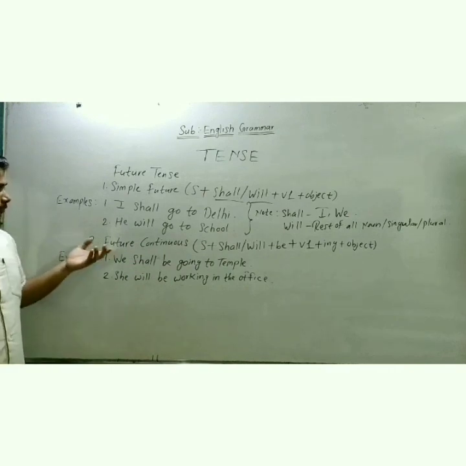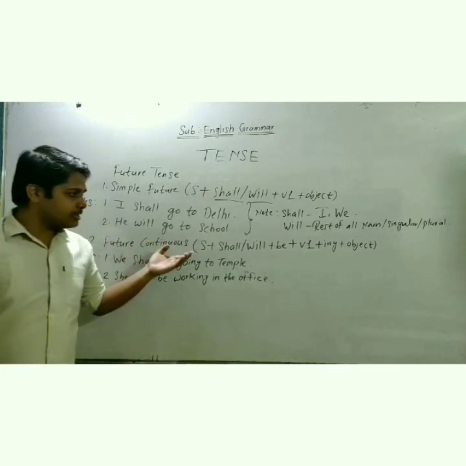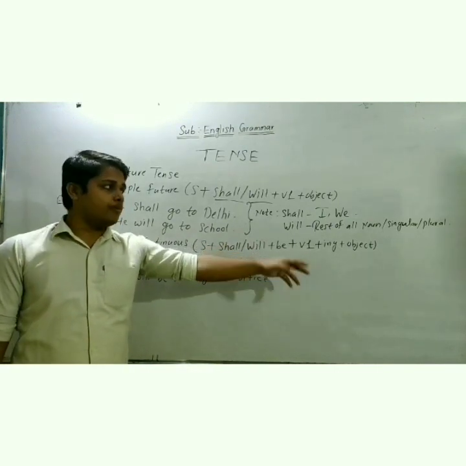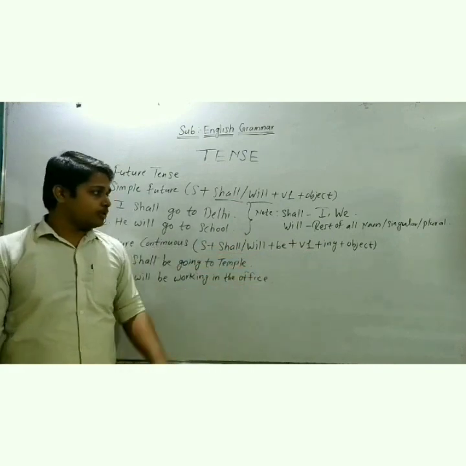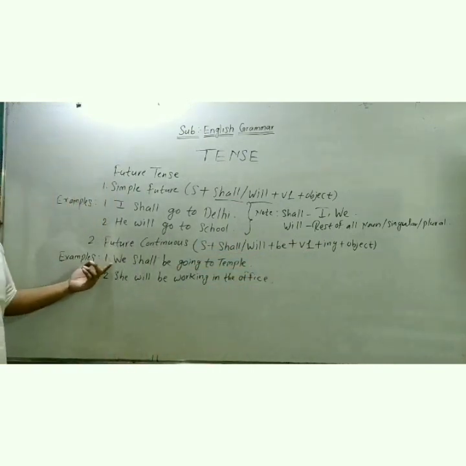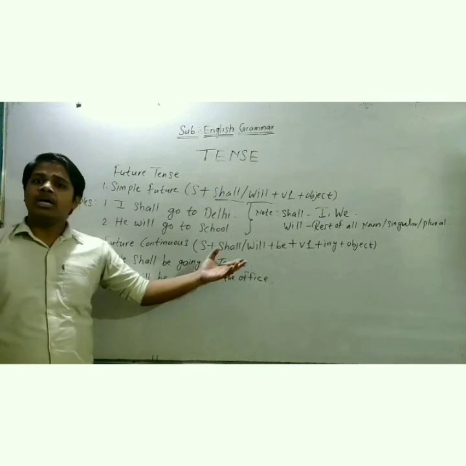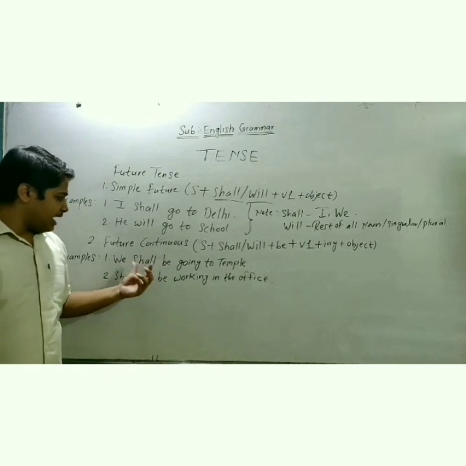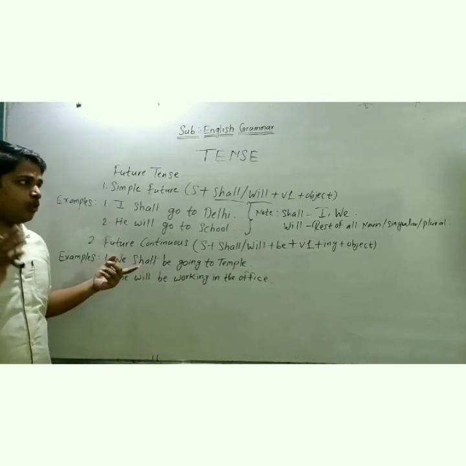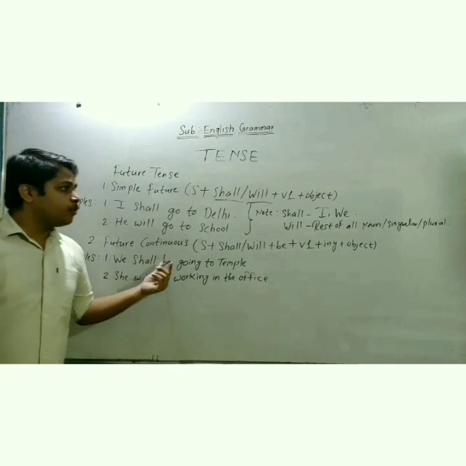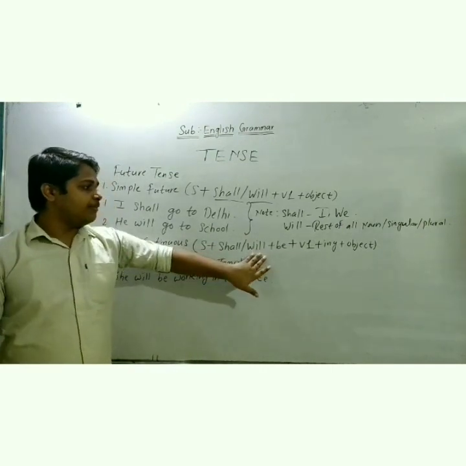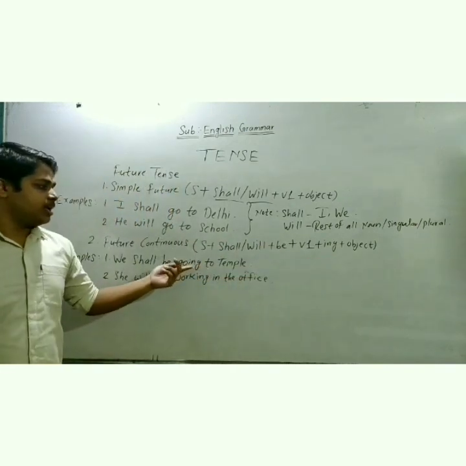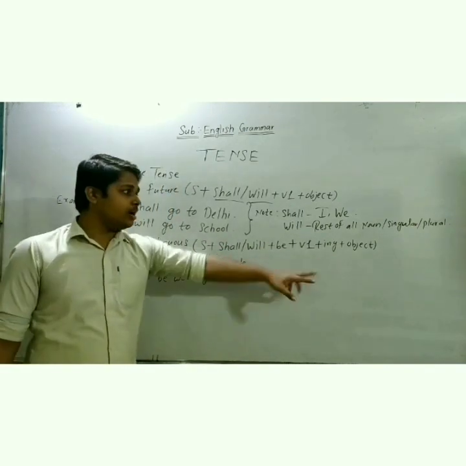After that, the second type of future tense is future continuous tense. The formula is subject plus shall, will plus be plus verb first form plus ing plus object. The first example is we shall be going to temple. According to the formula, the subject is we, and for we we use only the helping verb shall, plus be plus verb first form, go, plus ing, plus the object. Temple is the object.